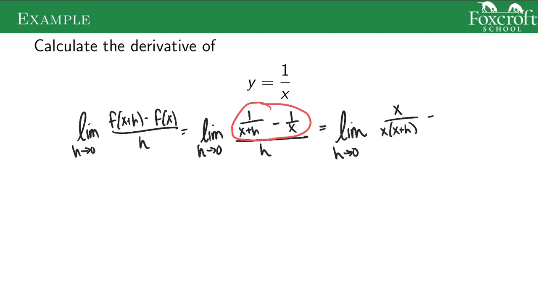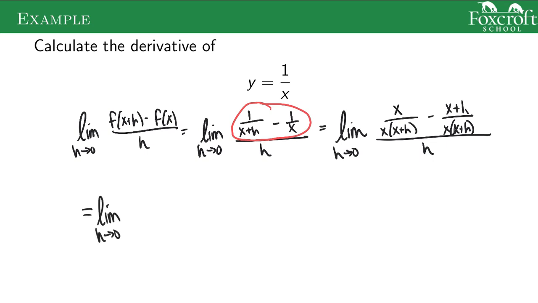And the right-hand fraction needs to be multiplied by x plus h over x plus h. All right, so getting a common denominator. Hopefully you know how to do that. The left-hand fraction gets an x on the top and bottom. The right-hand fraction gets an x plus h on the top and bottom. And now I can combine those fractions.